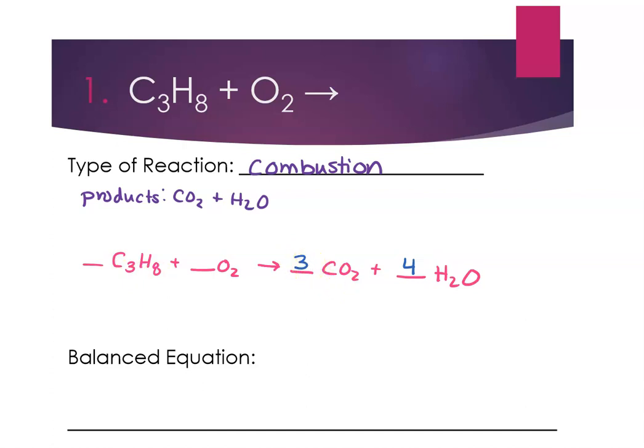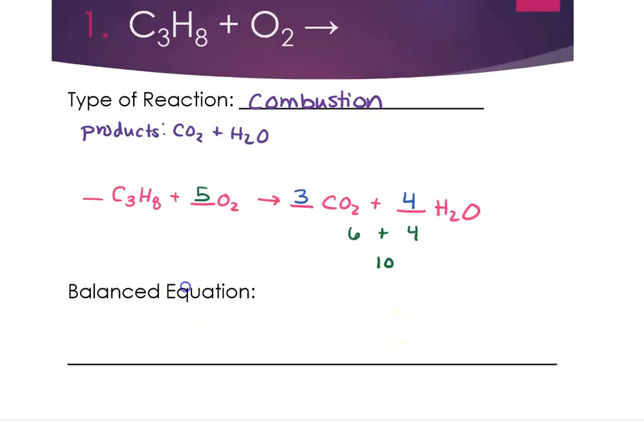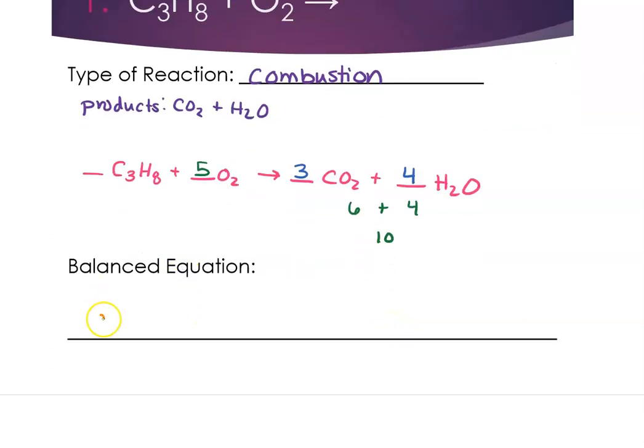Now I count my oxygen. I have 3 times 2 oxygen is 6. I have 4 times 1 oxygen here is 4. So that gives me a total of 10 oxygen on the product side and 2 on the reactant side, which means that I need to multiply this by 5 in order to get 10. So 3 carbons, 8 hydrogens, 4 times 2 is 8 hydrogens, 2 times 5 is 10 oxygens, and I counted 10 over here, so I am balanced. All right, so if we write that out, I get C3H8 plus 5O2 yields 3 CO2 plus 4 H2O.